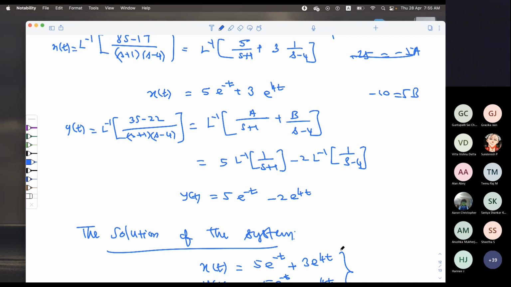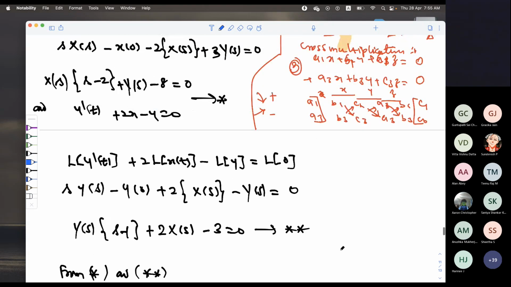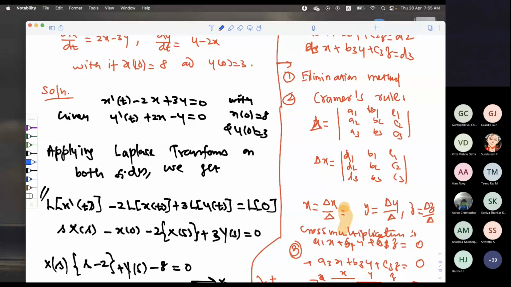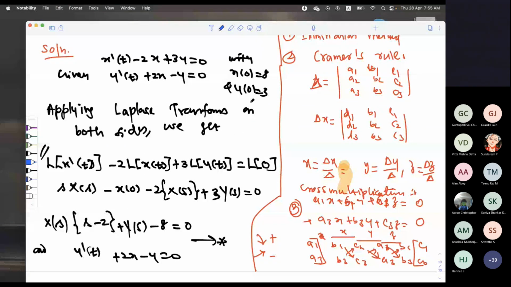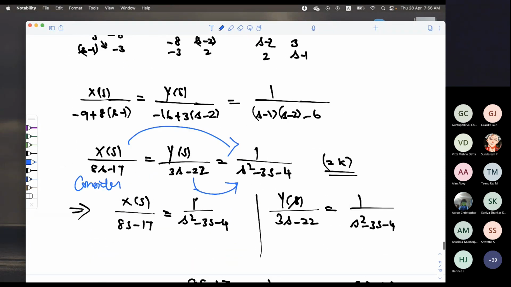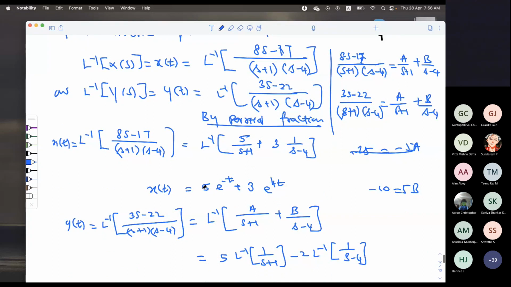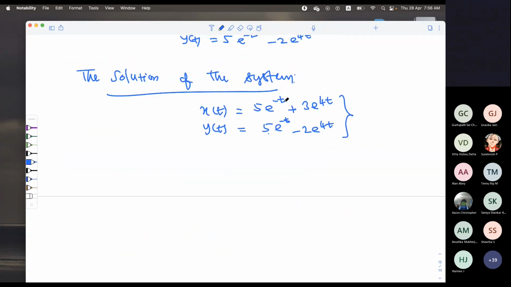So what we have done here is take the Laplace transform on both sides of the system of equations, apply the derivative formula, and substitute the initial conditions. Then we frame the system of equations using the cross multiplication method or any other method to get x of s and y of s. Once we obtain that, apply the inverse Laplace transform, where you may use convolution or partial fractions, add and subtract, multiply and divide, to compute x of t and y of t, and that will be the solution of our system. Sir, is it clear?